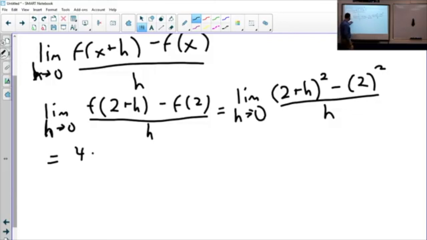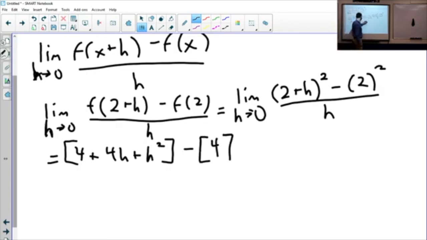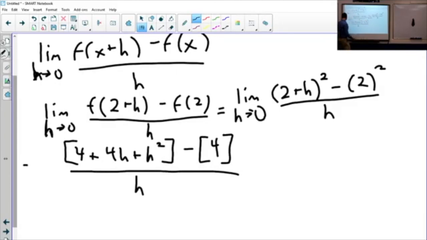2 squared is 4 plus, it's square the first, square the last, times together and double. So this is double 2h, which is going to be 4h plus h squared. So that's my f of x plus h, and then minus 2 squared is 4, all over h. This is still the limit as h approaches 0.